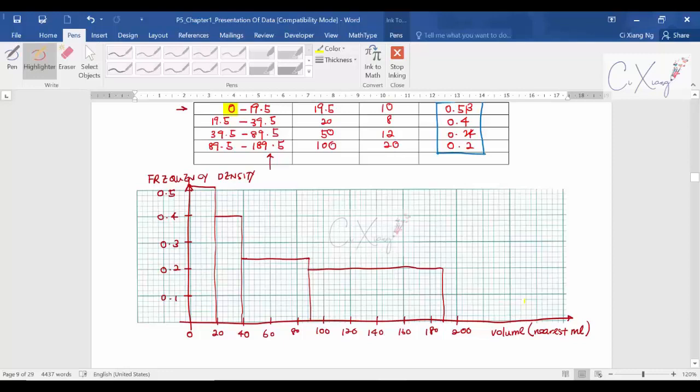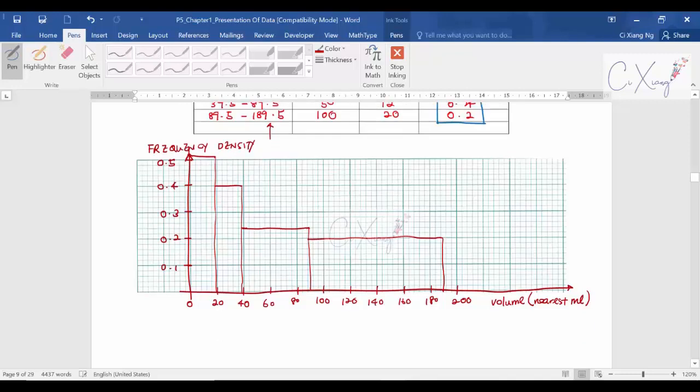Hopefully you understand this question, and maybe you can answer part B, state the modal class. When you're asked for the modal class, we write out the class interval with the highest frequency density. Please take note of that. It should be the highest frequency density. So the highest frequency density is the first class, which is 0 until 19.